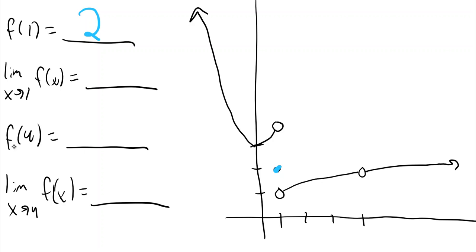And then the third question, same idea, but what is y when x is 4? So when x is 4, here is y. And unfortunately, there's a hole there. So nothing, does not exist. Or undefined, I guess you could say.